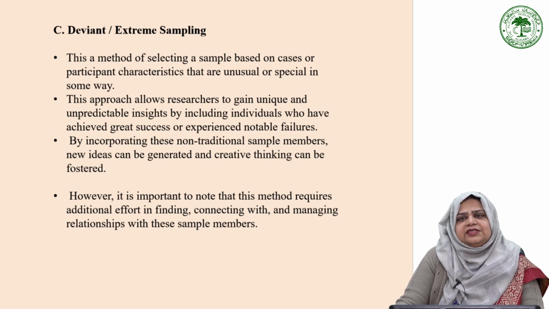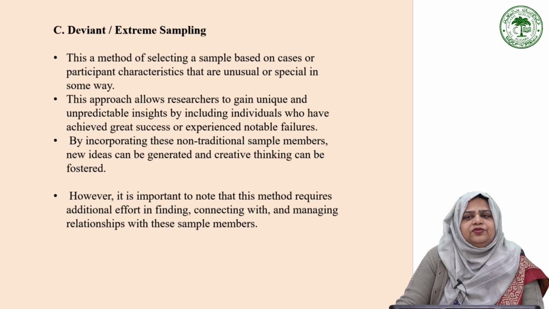The third category is deviant sampling, which is also referred to as extreme sampling. Deviant sampling is a technique used to select a sample that consists of cases or participants who possess unique or exceptional characteristics. These characteristics could be either extraordinary success or notable failures. The purpose of deviant sampling is to gain insights that are unconventional and unexpected, which can be beneficial for fostering creative thinking. However, this method requires additional effort in terms of locating, establishing connections with, and managing relationships with these atypical sample members.